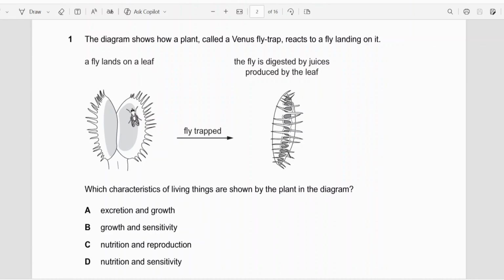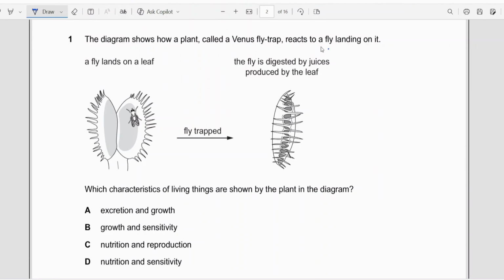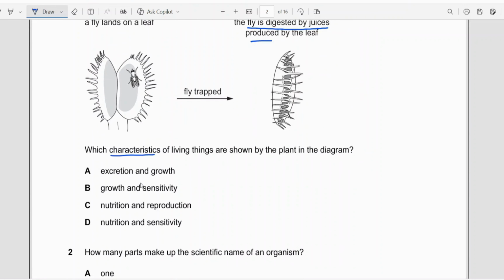Okay, the first one is Venus flytrap. You need to find the keywords first of all. In finding the answer, you need to underline the keywords. It's written, it's a Venus flytrap, it reacts to a fly, and it produces some juices to digest something, means some enzymes would be there. Which characteristics are shown? This one is open and this one is closed. Sensitivity and nutrition, because it's obtaining food.